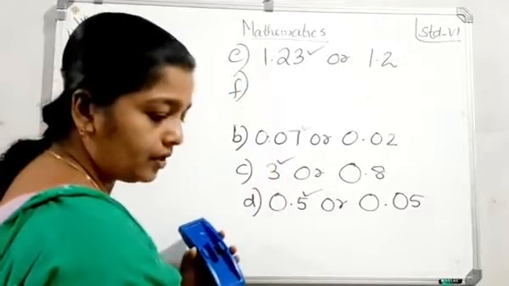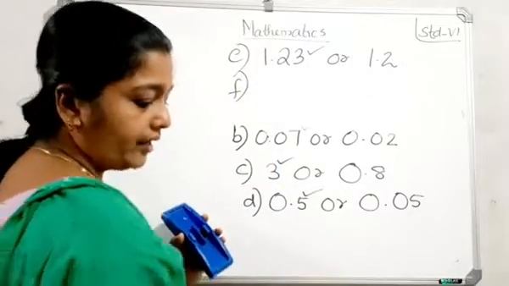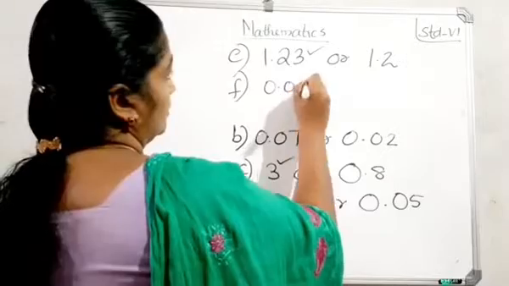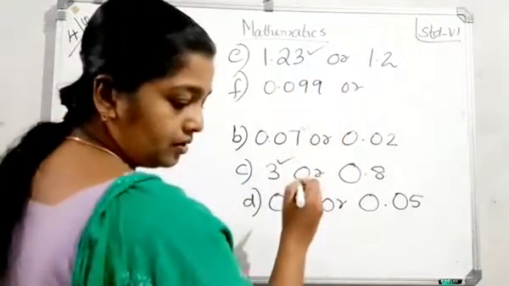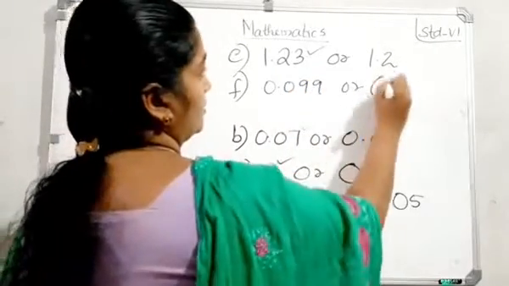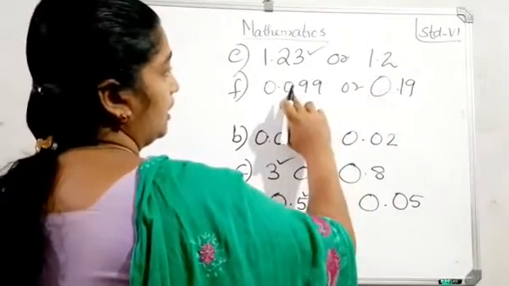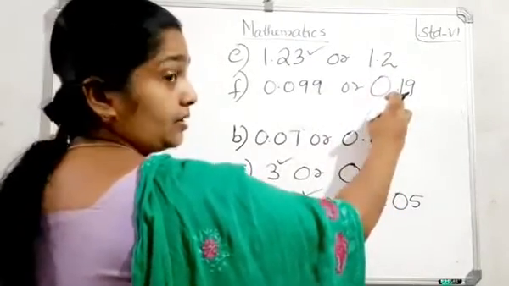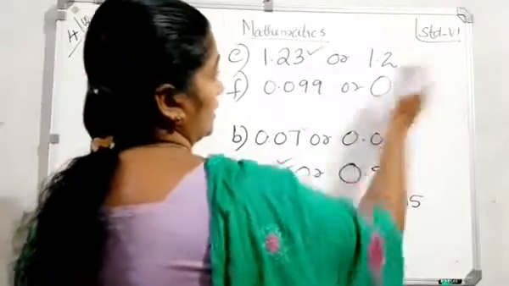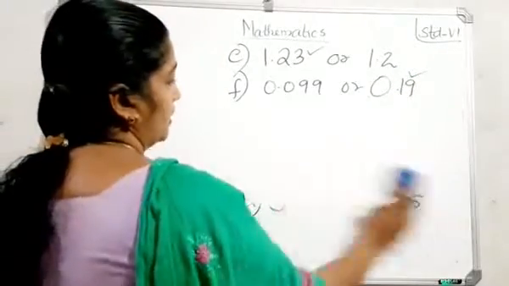F. 0.099 or 0.19. Here 0, both here 0, here 0, but here 1. So which is the greatest? Yes. Next G.